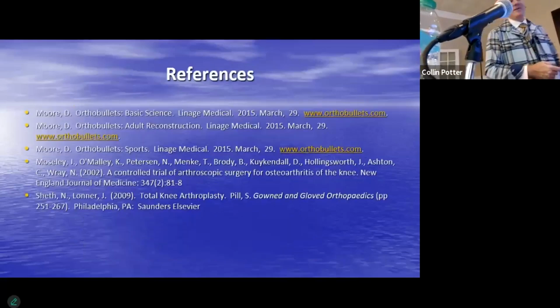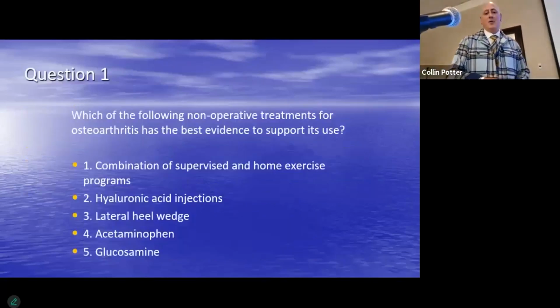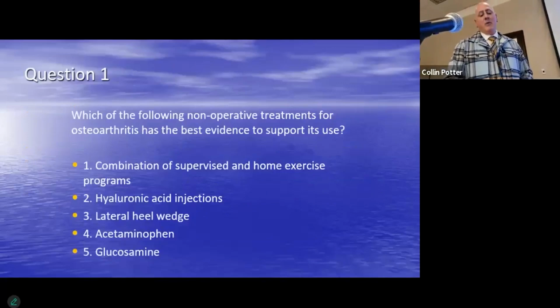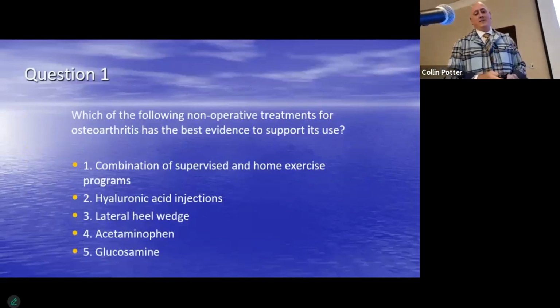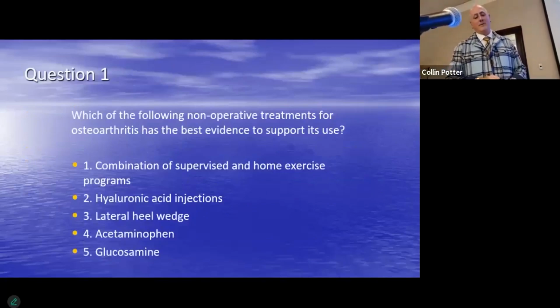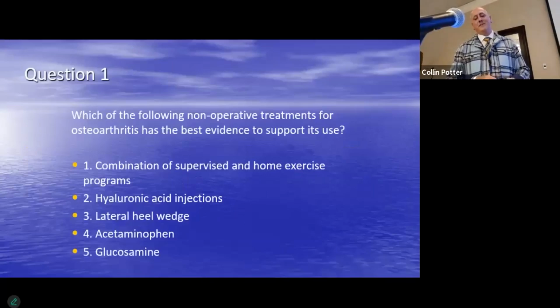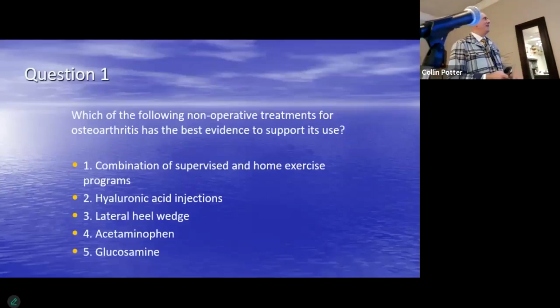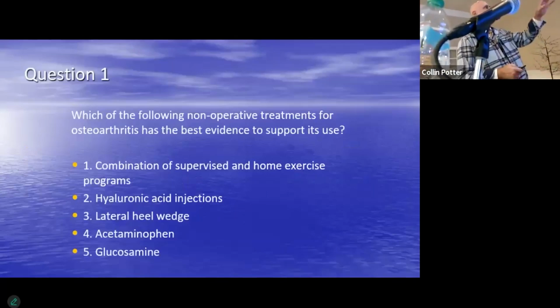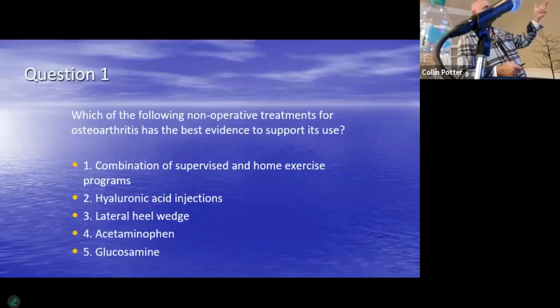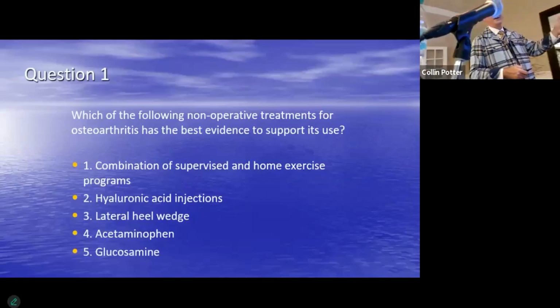All right, there are references in there. A couple of questions, and we can go through the questions, just yell out the answer. Which of the following non-operative treatments for osteoarthritis has the best evidence to support its use, right? We had that big chart. So is it supervised home exercise, hyaluronic acid, heel wedges, acetaminophen, or glucosamine?